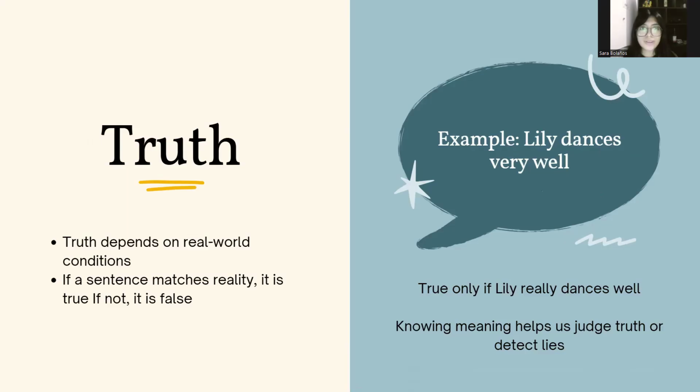Most declarative sentences can be true or false depending on the situation. For example, it is raining. It is true when I see rain outside, but false when the sun is shining. So, truth is not absolute, it depends on real world conditions.